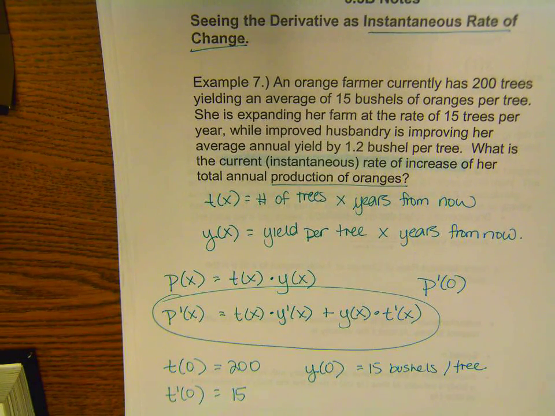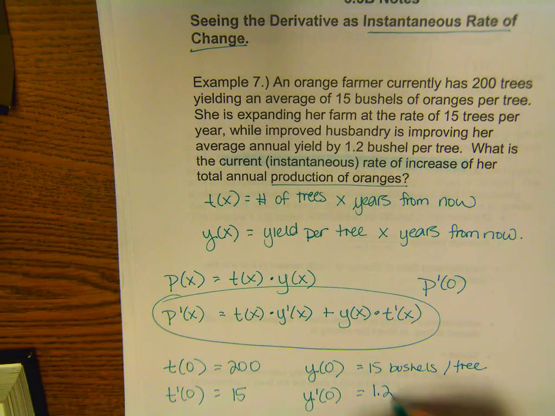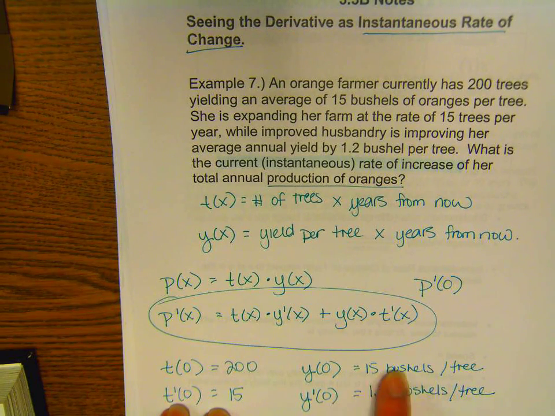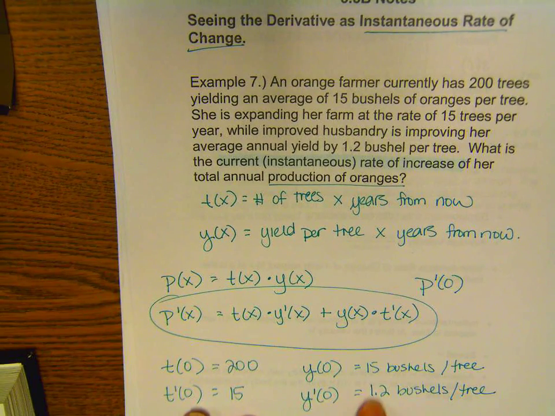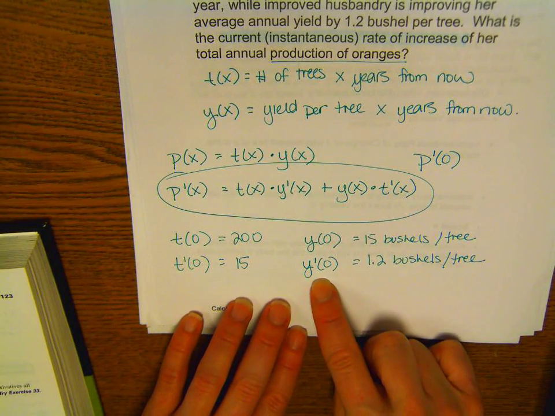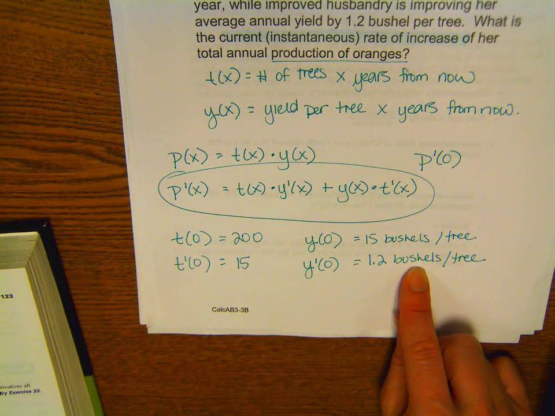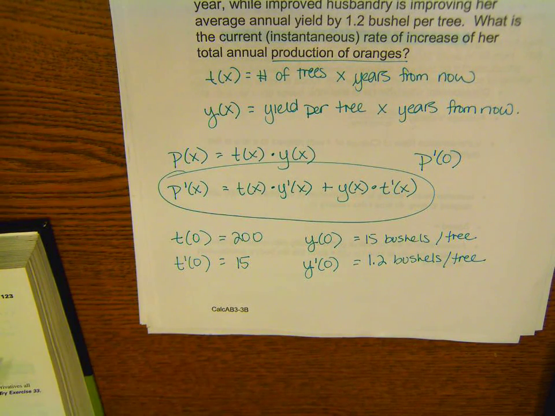And what is the rate of change of the yield right now? Okay, and so here's what this means. Right now, each tree is producing 15 bushels. But the yield is going to increase 1.2 more bushels per tree per year. Does that make sense? So the yield is increasing. So let's plug these things in then.